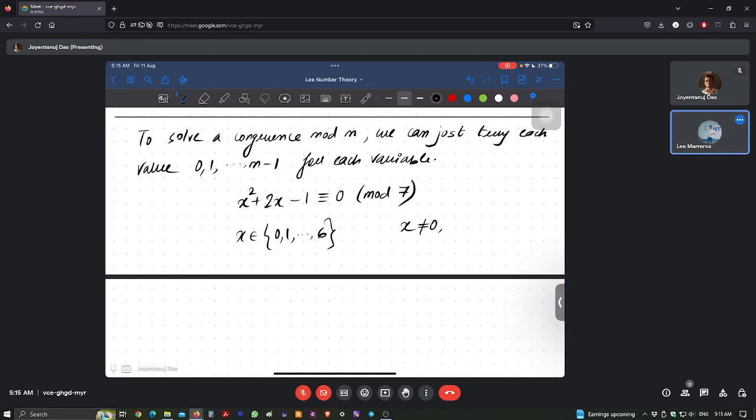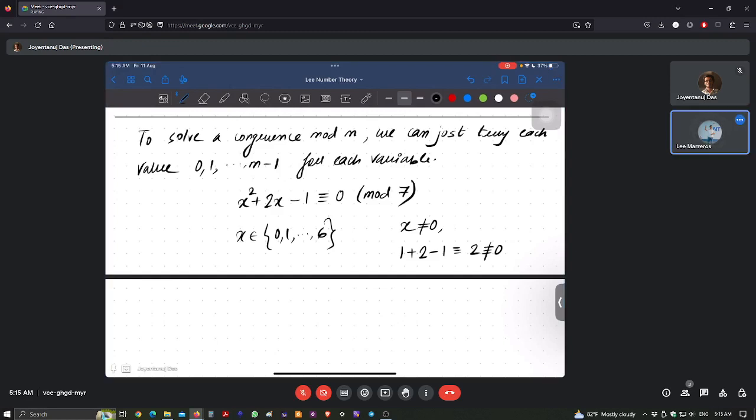Yes, 1 gives you, it works, right? Because 7 mod 7 is 0. So if I put x equals 1, then what happens? 1 plus 1 plus 3 is 5... so it is 2, right? So it is not congruent to 0.